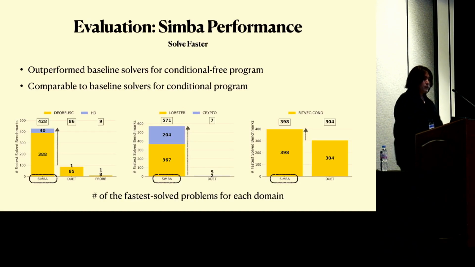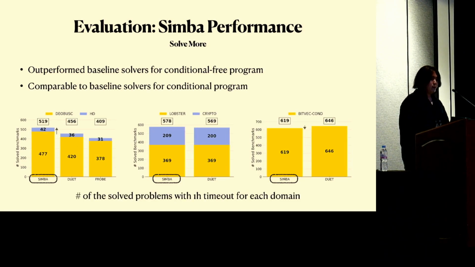The graph shows the fastest solver for each domain. In the majority of benchmark domains, SyMBA emerged as the fastest solver among all the solvers. This graph shows the number of problems successfully solved within a 1-hour timeout. In the case of branch-free benchmarks, SyMBA outperforms the other baseline solvers. However, for the branch benchmark, Duet performs better than SyMBA by solving an additional 27 problems.